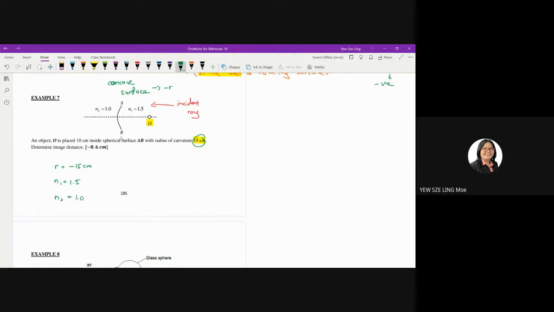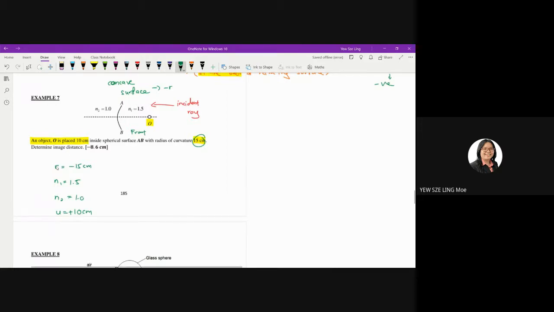And then my object distance, according to the question, is placed 10 cm from the AB. So my U is equal to 10 cm. Now again, it is a positive 10 cm because we are going to take the right-hand side as the front. So if it is located at the front part of this refracting surface, then your U is a positive value.